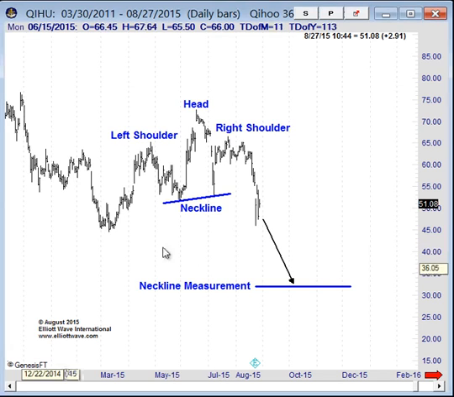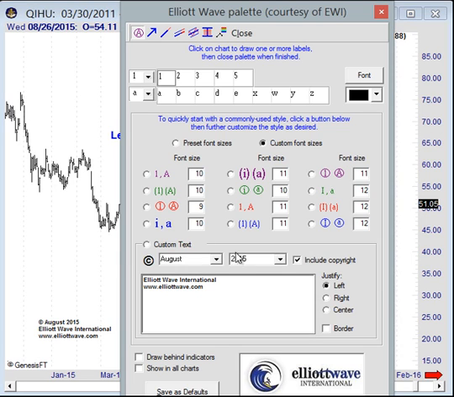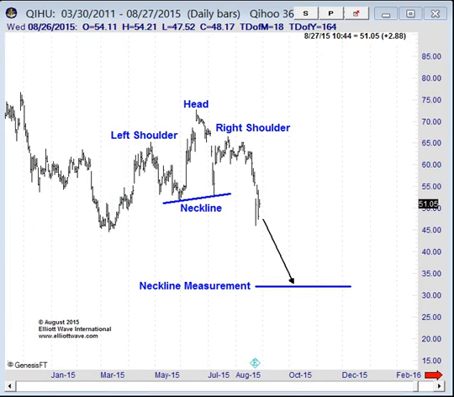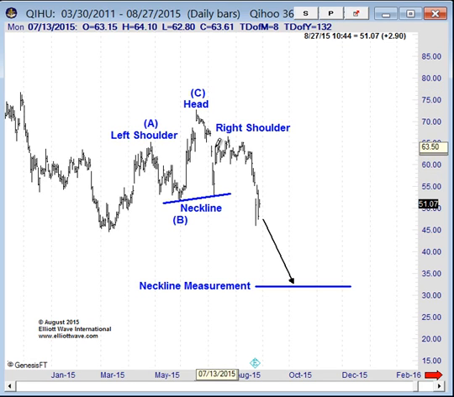For example, let's look at just this structure right here, and let's have just a little bit of quick fun. How's this? Okay, left shoulder, that's wave A. The intervening low between the left shoulder and head, we'll call that wave B. The head represents wave C of a zigzag.